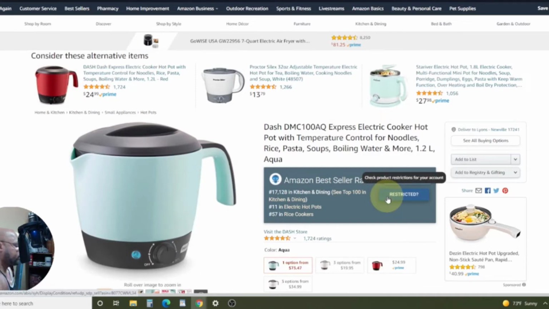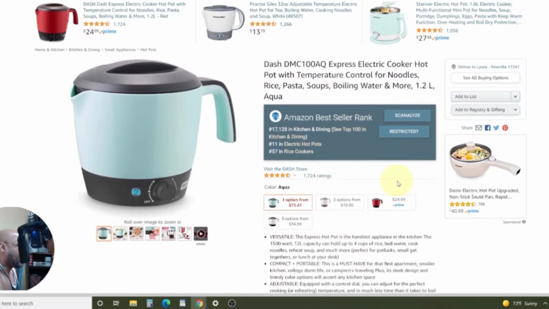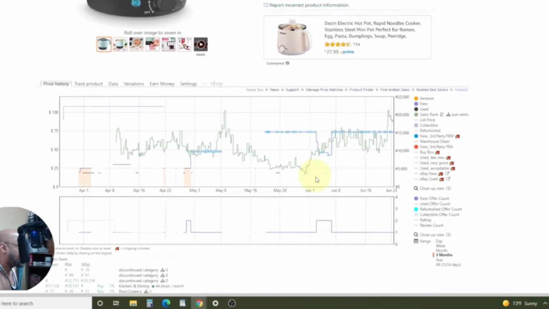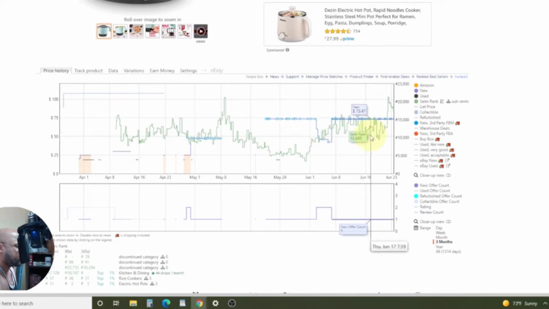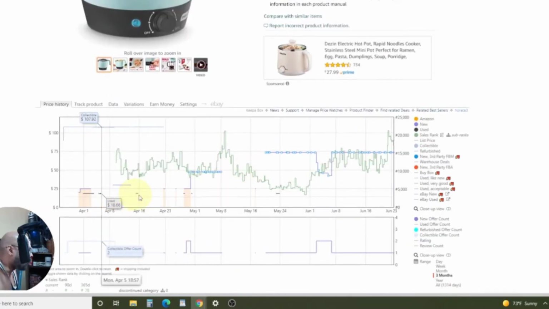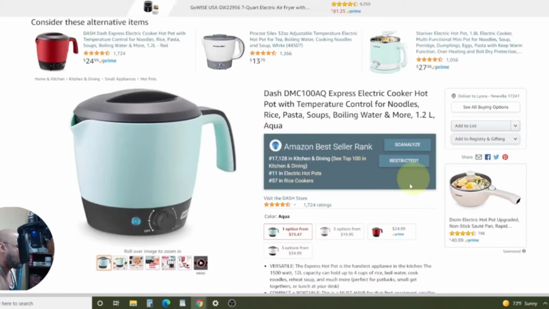And so then what are we looking at? We're looking at the sales rank. We're looking at the keeper chart. That's off the charts right there. And you can see Amazon was in and out. They don't really have that color apparently.